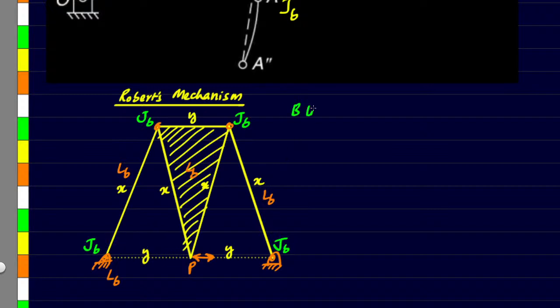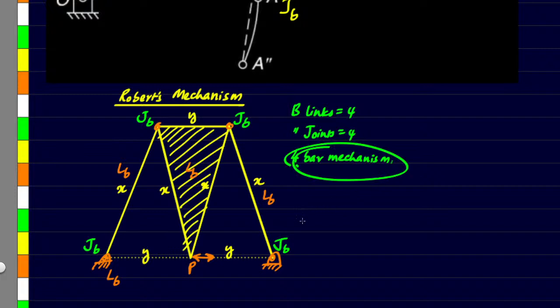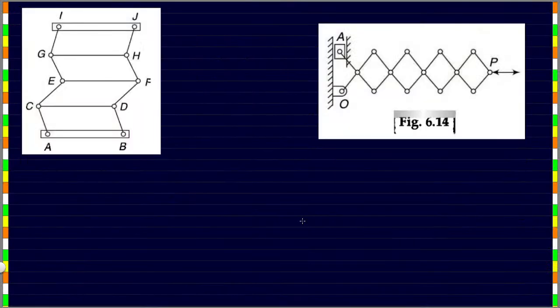Fine. So the number of binary links is four, and binary joints is also four. So again, if you see closely, this is also a four bar mechanism. I think it is a crank lever mechanism, sir. Crank lever, no, sir. Where is the lever here? We don't have any lever. I think crank lever means crank rocker mechanism. Crank rocker, it could be, because crank rocker, double crank, double rocker, all those belong to the same four bar mechanism, right? Yes, sir. So this is also a four bar mechanism.